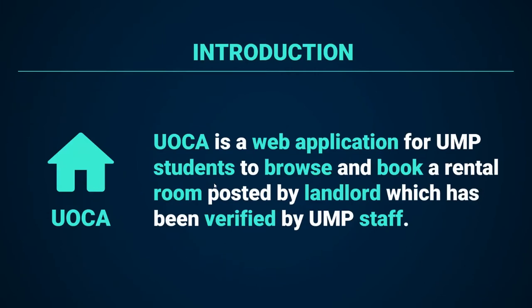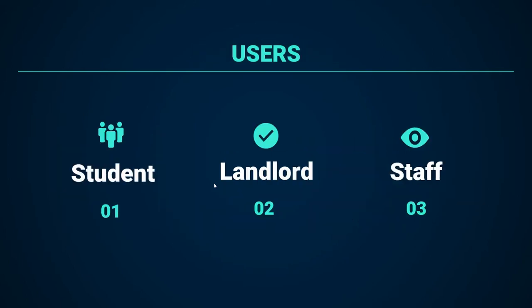This system is a web application for UMP students to browse and book a rental room posted by a landlord who has been verified by the UMP staff. From here, we can know that this system has three users. The first one is the UMP student. The second one is the landlord who owns the property nearby the UMP campuses. The last one is the UMP staff, in short, MPP of the university.